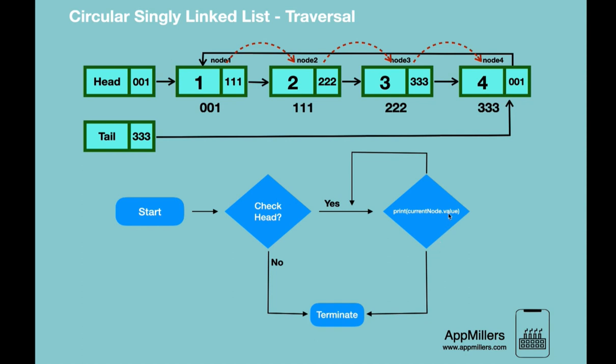This loop continues until we reach the last node. When we reach the last node, we terminate our loop and the traversal of the circular single linked list is completed. Now let's switch to Visual Studio Code and see how we can write the traversal method of a circular single linked list.